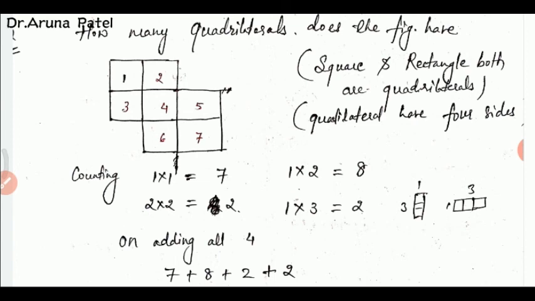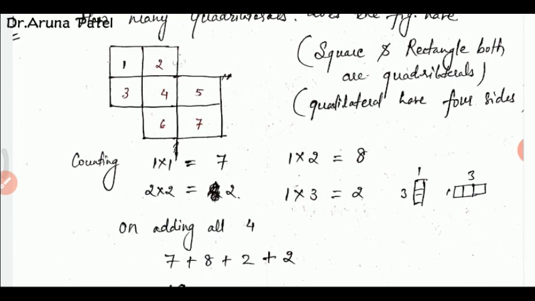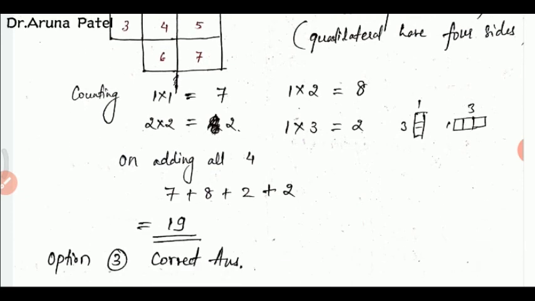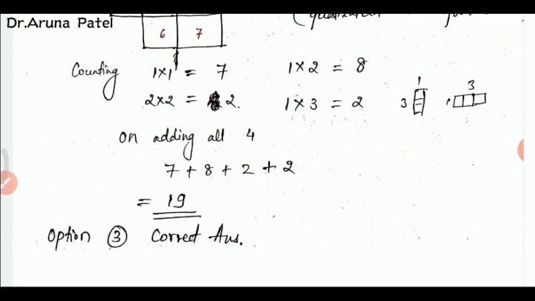Then you have to find the 2 cross 2. Such figures are 2 only in the given figure, and 1 cross 2, such figures are 8 in the given figure, and 1 cross 3 is equal to 2. 1 cross 3 and 3 cross 1 are the same. On adding all 4, you get 7 plus 8 plus 2 plus 2, which is equal to 19. So option 3 is the correct answer.